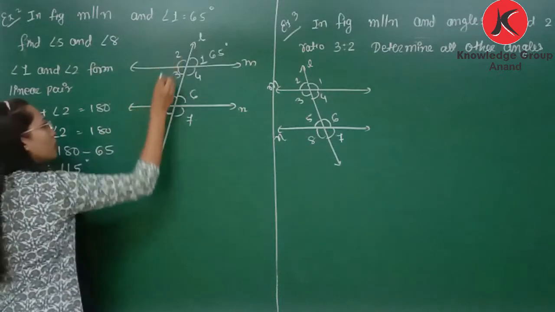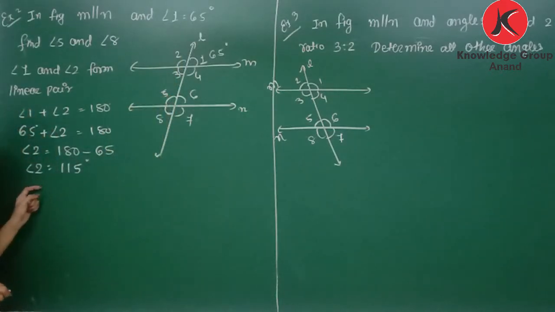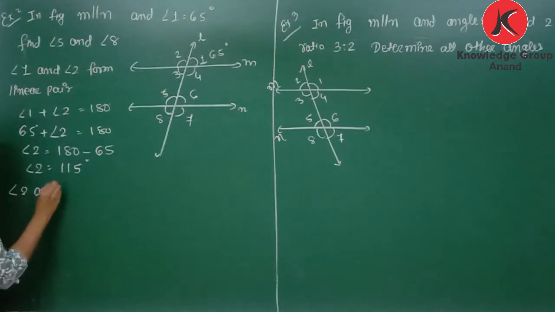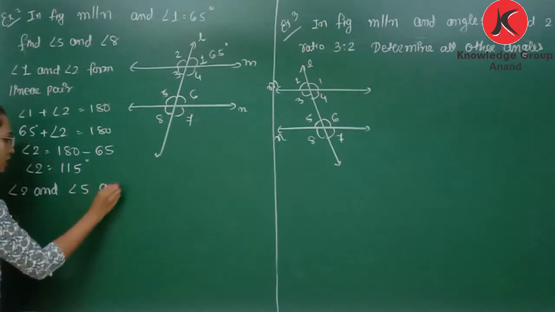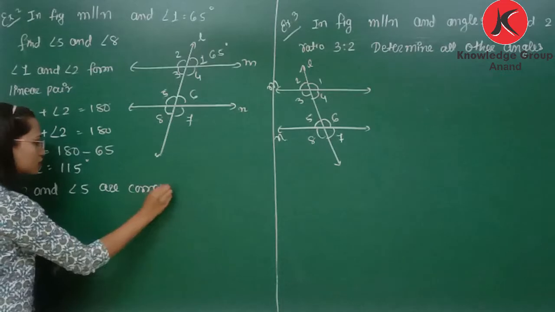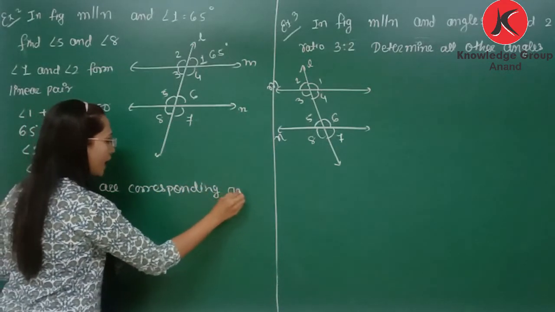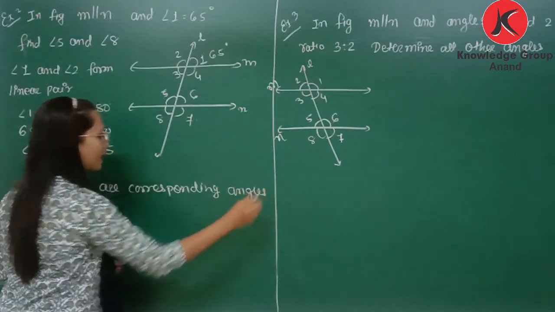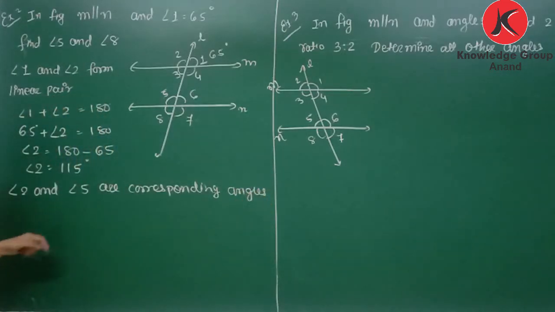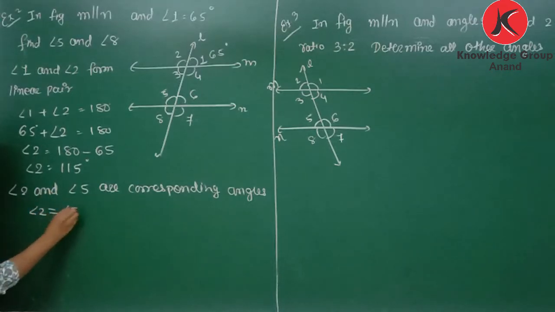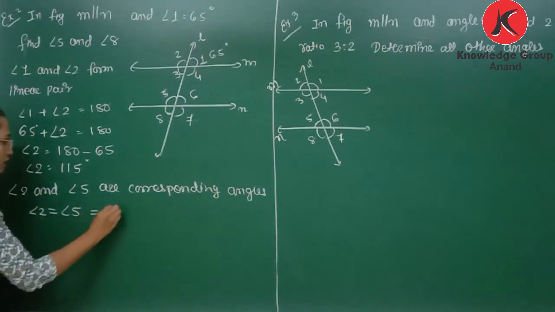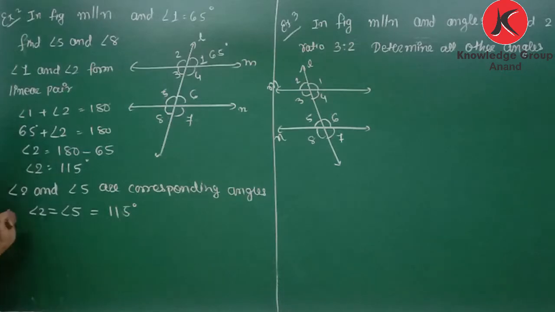Now angle 2 and angle 5 are corresponding angles. And if lines are parallel and angles are corresponding, then they are equal. So we can write angle 2 is equal to angle 5, which is equal to 115.